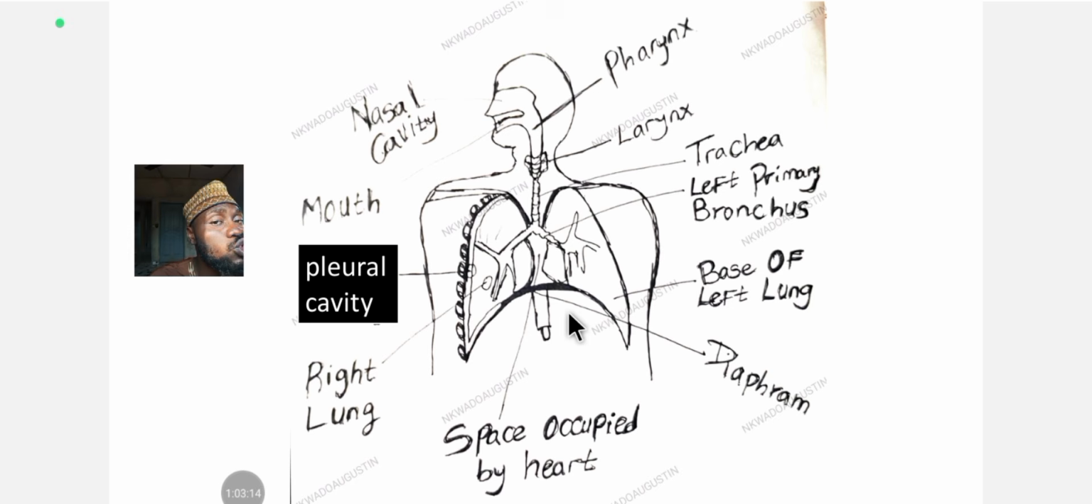Intercostal muscle means the muscles between the ribs, and these muscles aid in respiration, in the movement of the chest, in the filling and the emptying of the lungs. The intercostal muscle is of two types: you have the external intercostal muscle and the internal intercostal muscle.